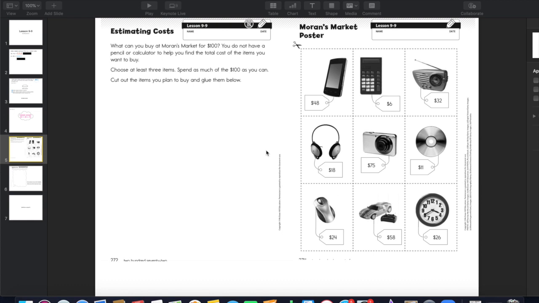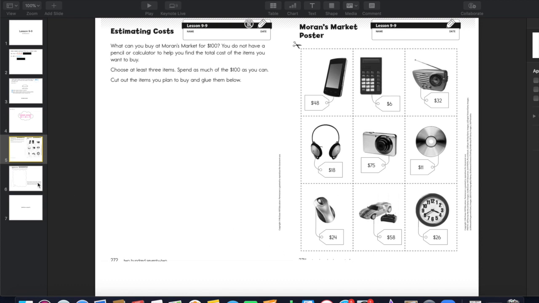Cut out the items you plan to buy and glue them down. So on this page here, you're just gluing down the items you're buying. You have to buy at least 3. So you can buy more if you want, but you can't buy just 2 things. Okay? And you can't go over $100. All right? You can only spend $100, but you're trying to spend as much of it as you can. So you're trying to get as close to $100 as you can. But you're doing this just with estimating. So you want to make some ballpark estimates with your numbers as you add them.